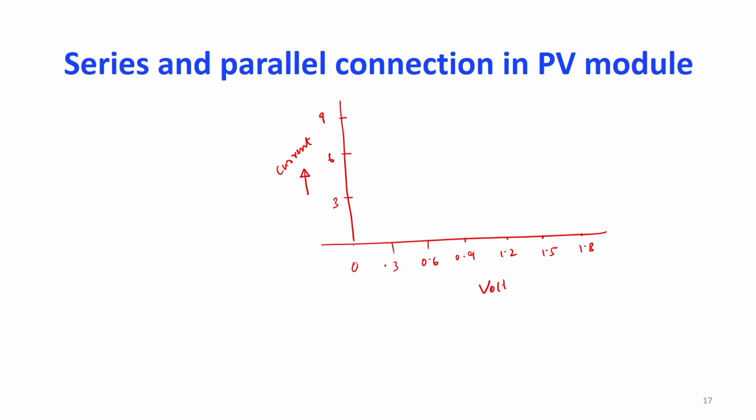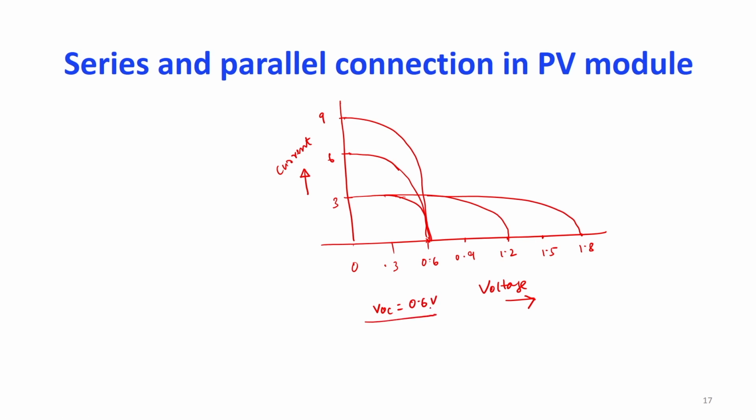This is voltage, right. So, for series connection we have to have this kind of connections, it will be 0.6, then we will have 1.2 if this is something like this, and this is something like this. That means, VOC is 0.6 volt we have considered.